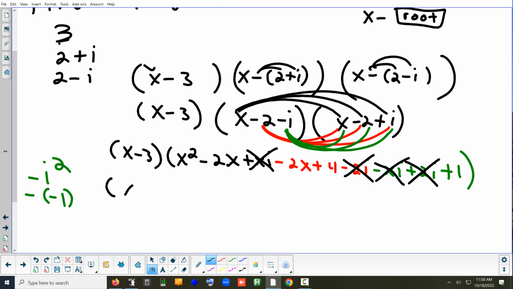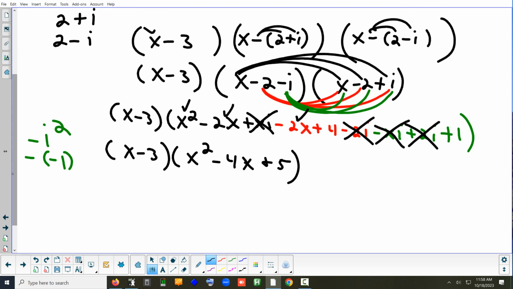Okay, so let's see what we have left. Is there anything I can combine x squared with? Nope. How about negative 2x? Another negative 2x, which is negative 4x. Okay, so we got that, we got that, we got that. Anything else? 4. Yep, 4 plus 1 is plus 5. Okay, now we're on the last step. Any question how we got to that?